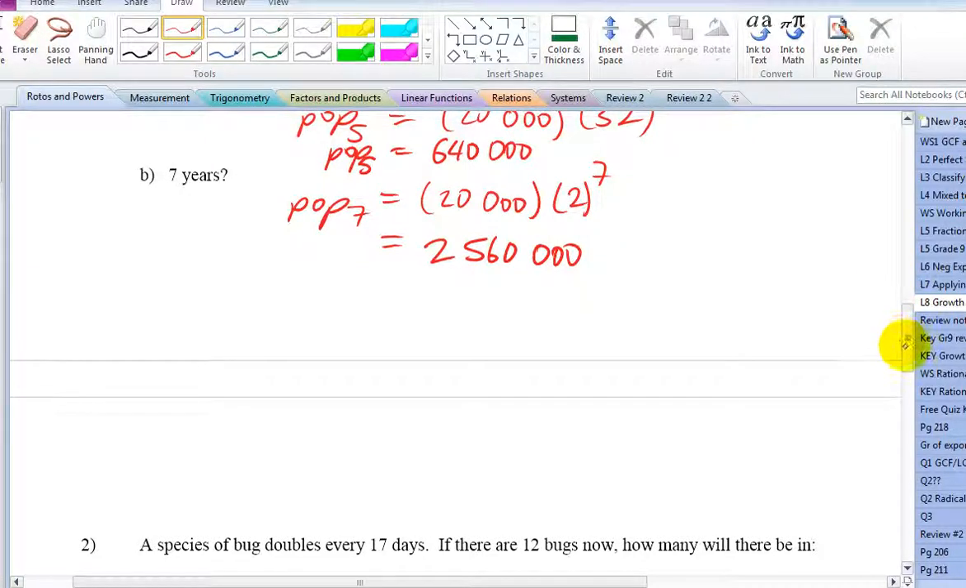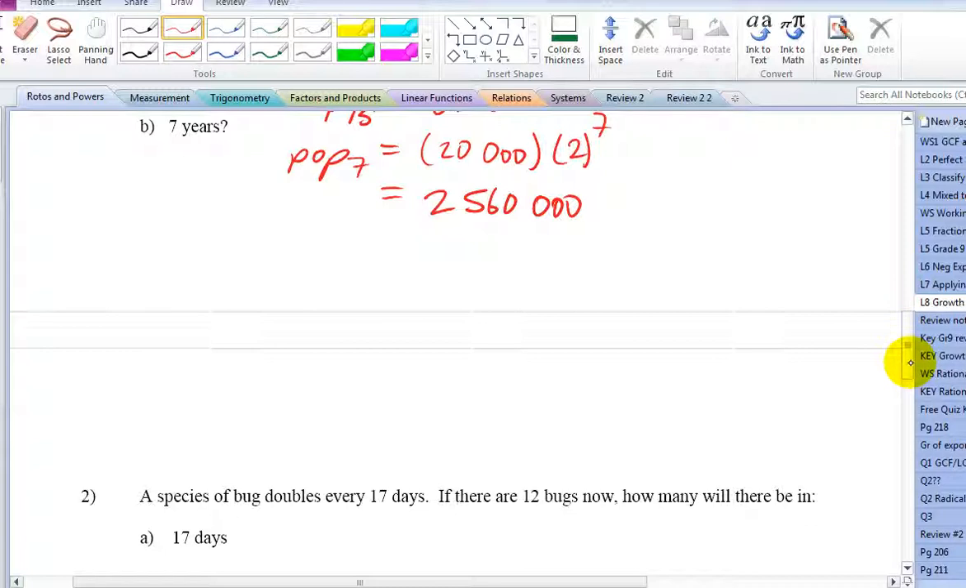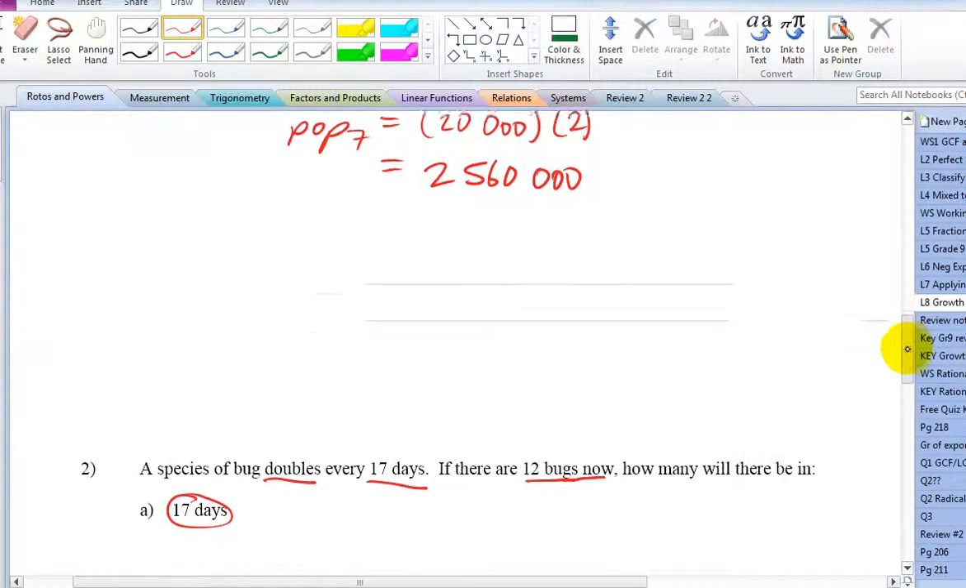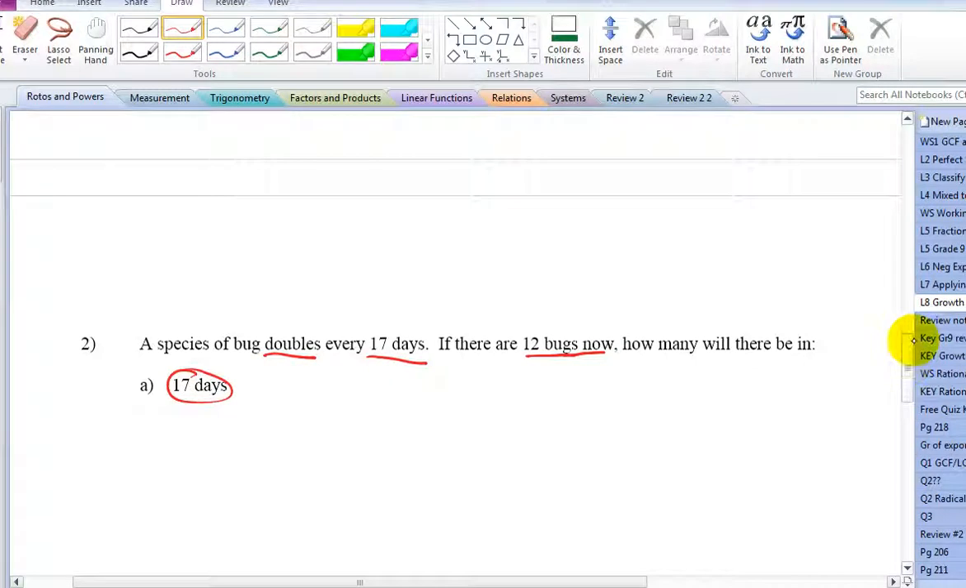Okay. So underline the important information, please. Read it and underline the important stuff. So what do we start with? What number? 12. What's the action? 2.